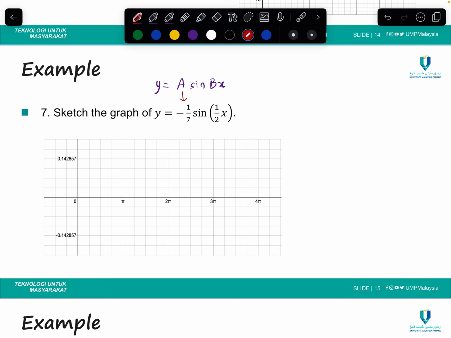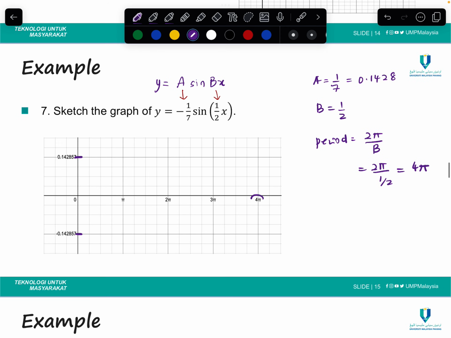Now if you compare, the amplitude is 1/7 and it is equal to 0.1428, which is here. Let's remark on the graph. And your b is 1/2. To calculate the period, we are using the formula 2 pi over b. So this is equal to 4 pi. So the endpoint is 4 pi.